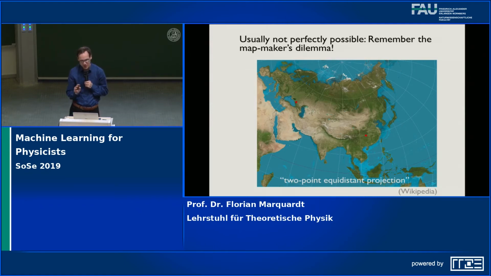Just to remind you, we will never be able to do it perfectly. That's known as the map maker's dilemma. So the Earth is curved, obviously. And so there is simply no way to take the whole surface of the Earth and put it into the plane in such a way that all the distances are exactly preserved. This is simply impossible. If it were possible, that would be a sign that the Earth is not intrinsically curved.